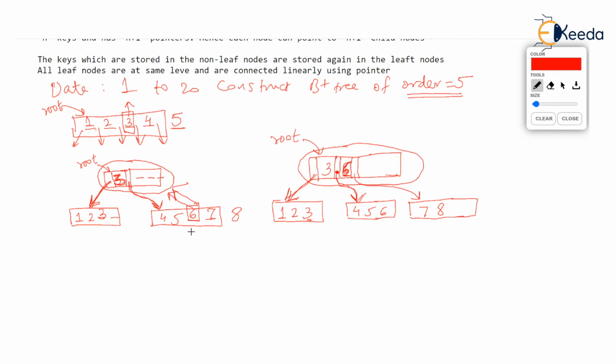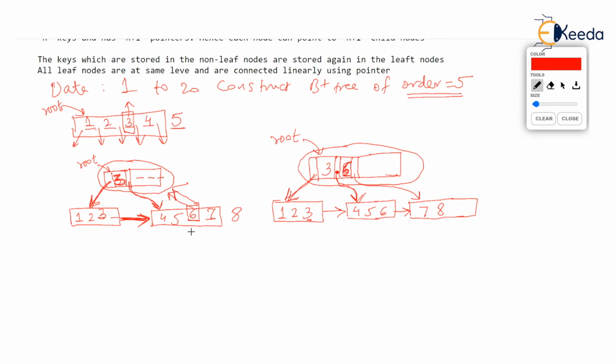Additionally, whatever leaf nodes we have are always connected. Check this connection. Leaf nodes are always at the same level and they are always connected sequentially using an additional pointer. So the 1, 2, 3 in the latest diagram will be connected to 4, 5, 6. 4, 5, 6 will be connected to 7, 8. This is the latest tree we have.